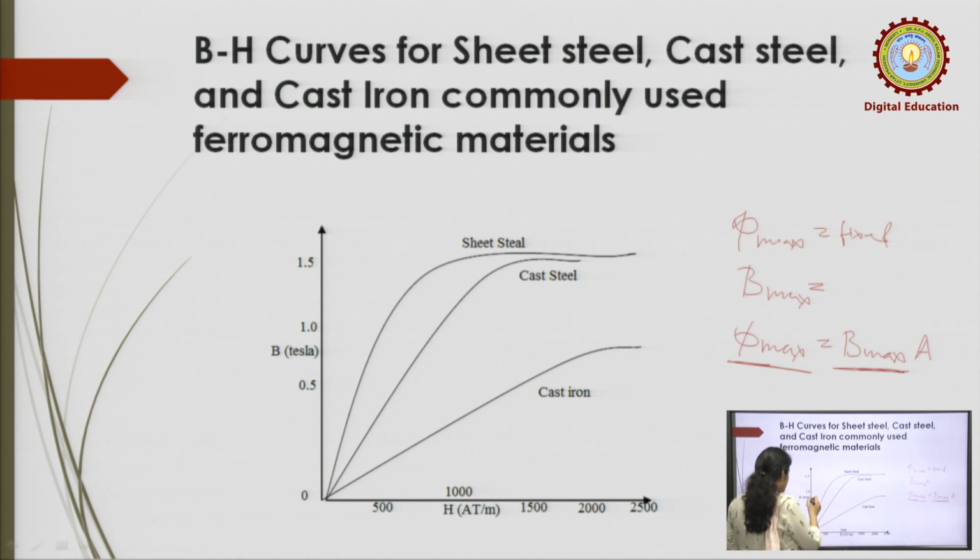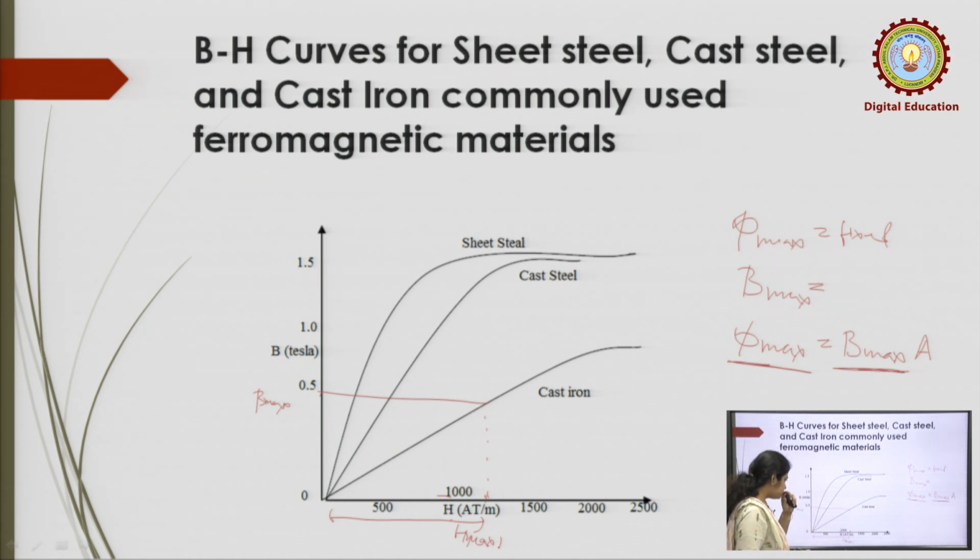So, from the BH curve, suppose this is B max for this material. Corresponding to this B max, for the cast iron material, your H, the field intensity, is somewhere around here, like this. Suppose it is H1, H max 1, right.